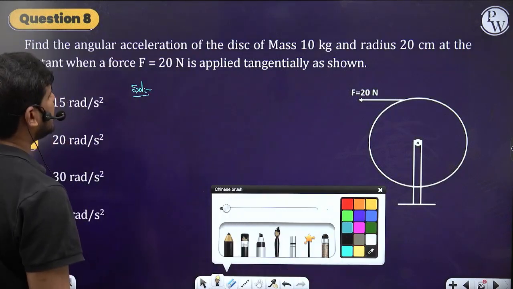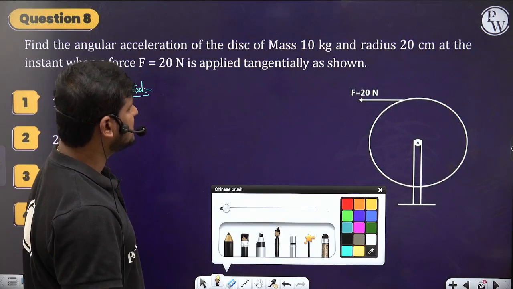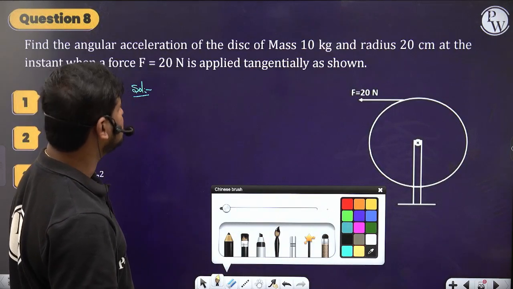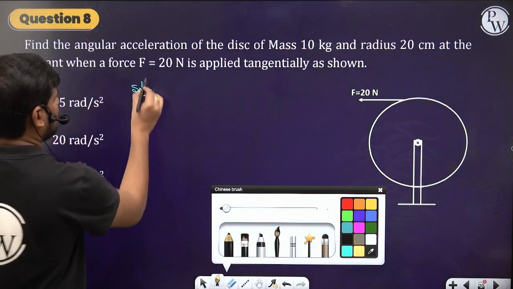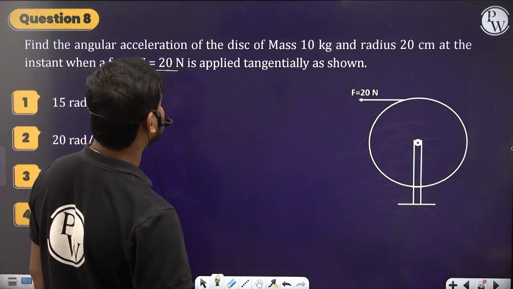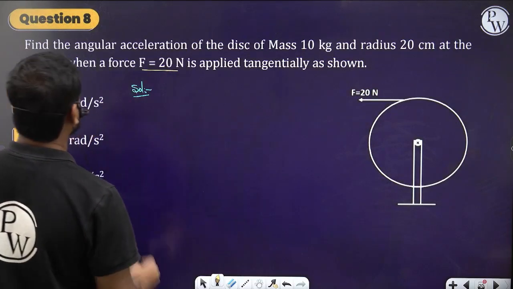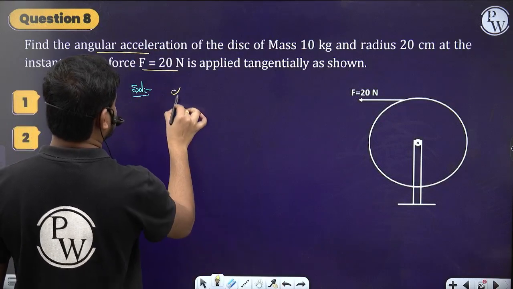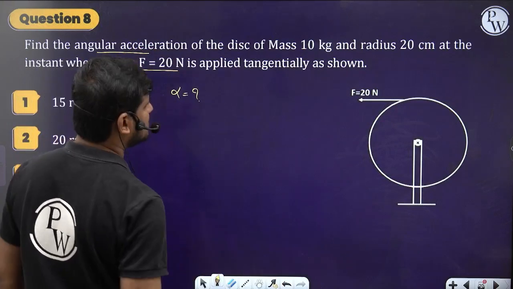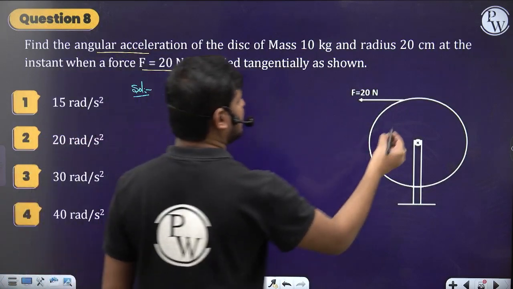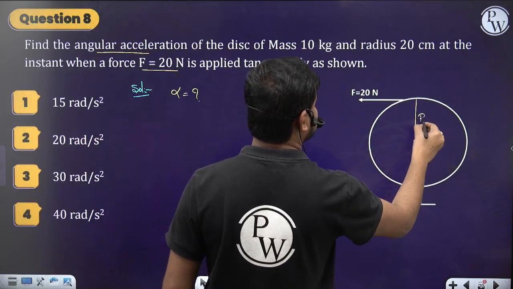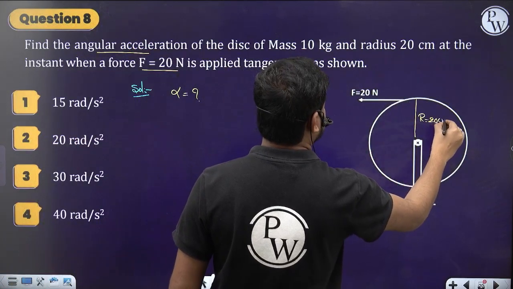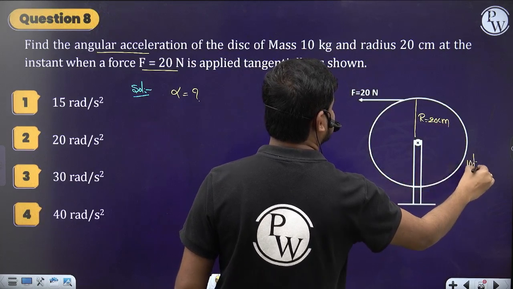Find the angular acceleration of the disk of mass 10 kg, radius 20 centimeters, at the instant when the force is applied tangentially as shown. So we have to find alpha. The force I know and the radius also I know. This is the radius, which is 20 centimeters. The whole mass is 10 kg.